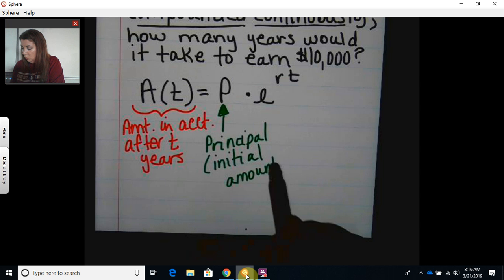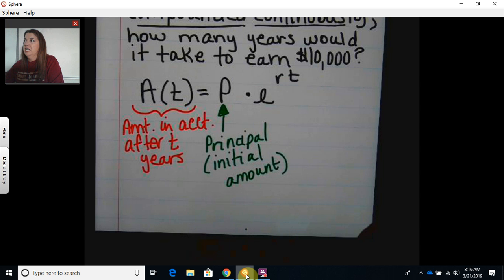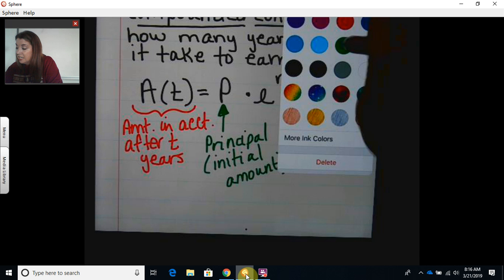We know E is Euler's number. That's not a variable. You're not substituting any number you want in for E. E is approximately 2.71828. What does R represent? The rate written as a decimal.